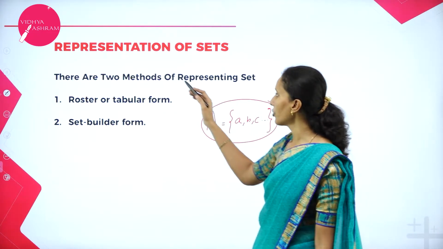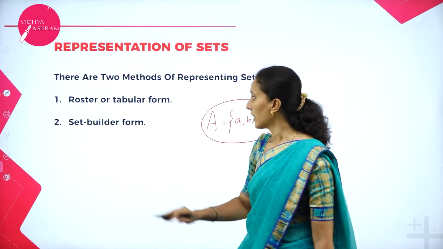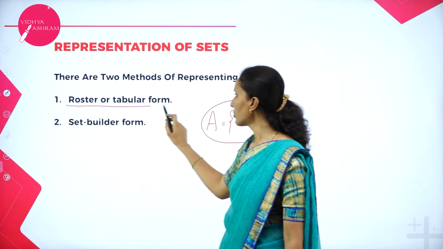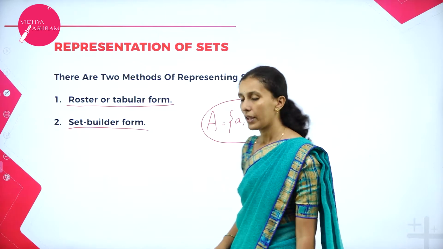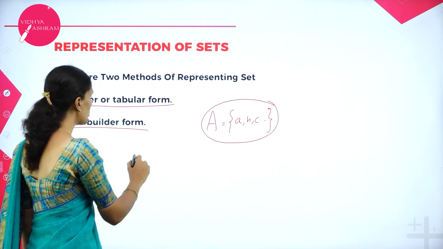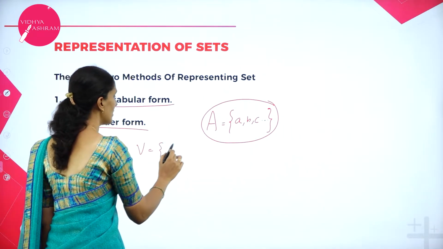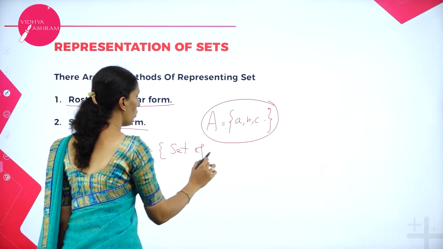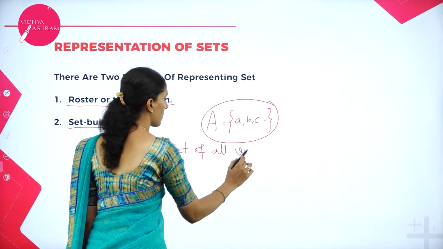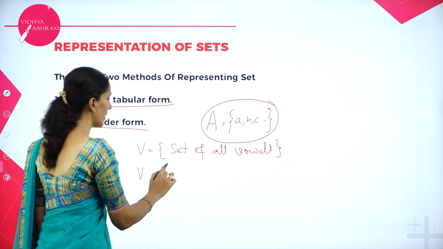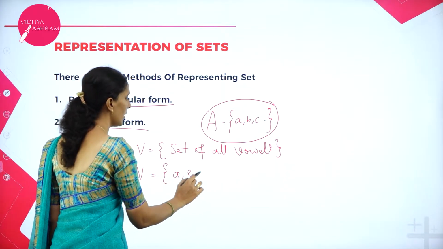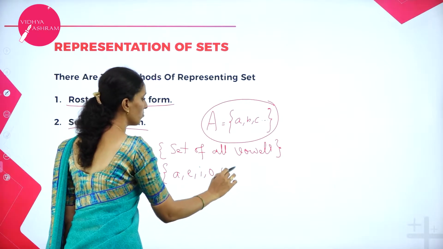But how do we represent a set? Representation of sets has 2 methods. The very first is the roster or tabular form, and the other is the set builder form. I'll give you an example. Set V is the set of all vowels. And the same set V is a, e, i, o, u.